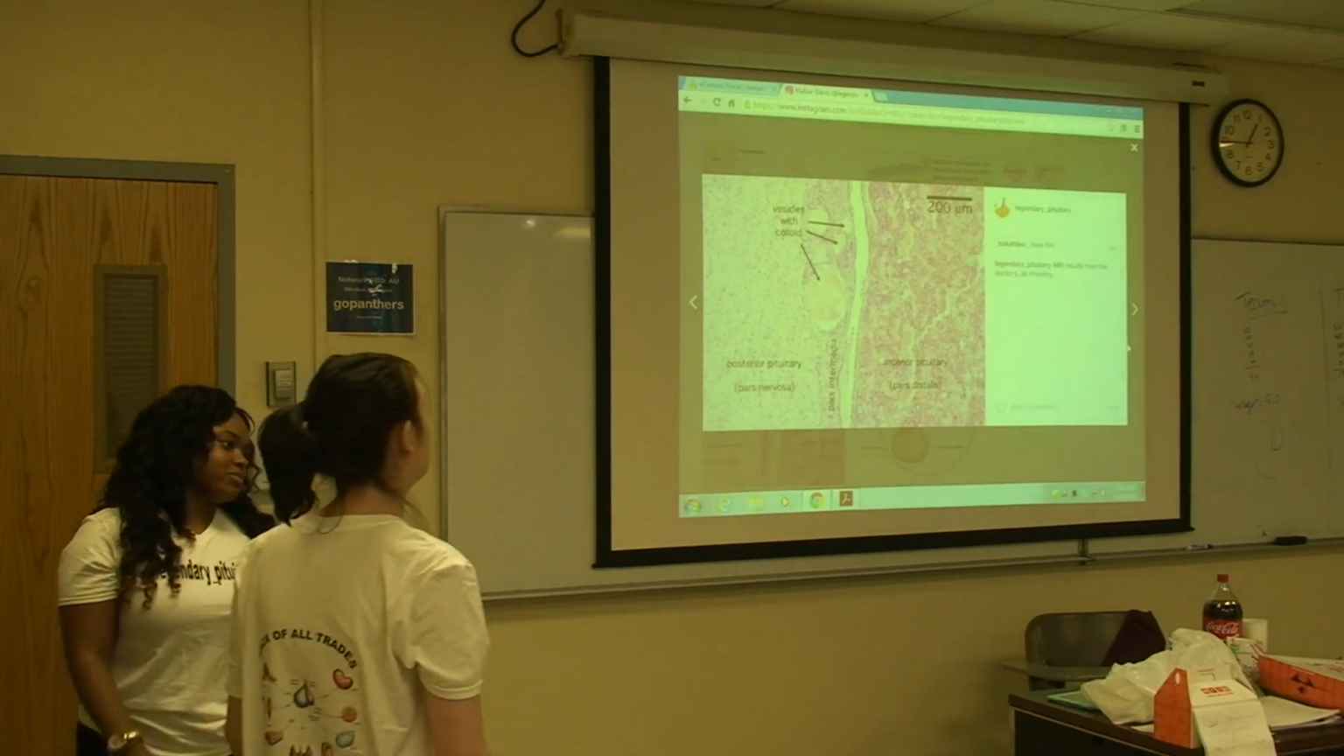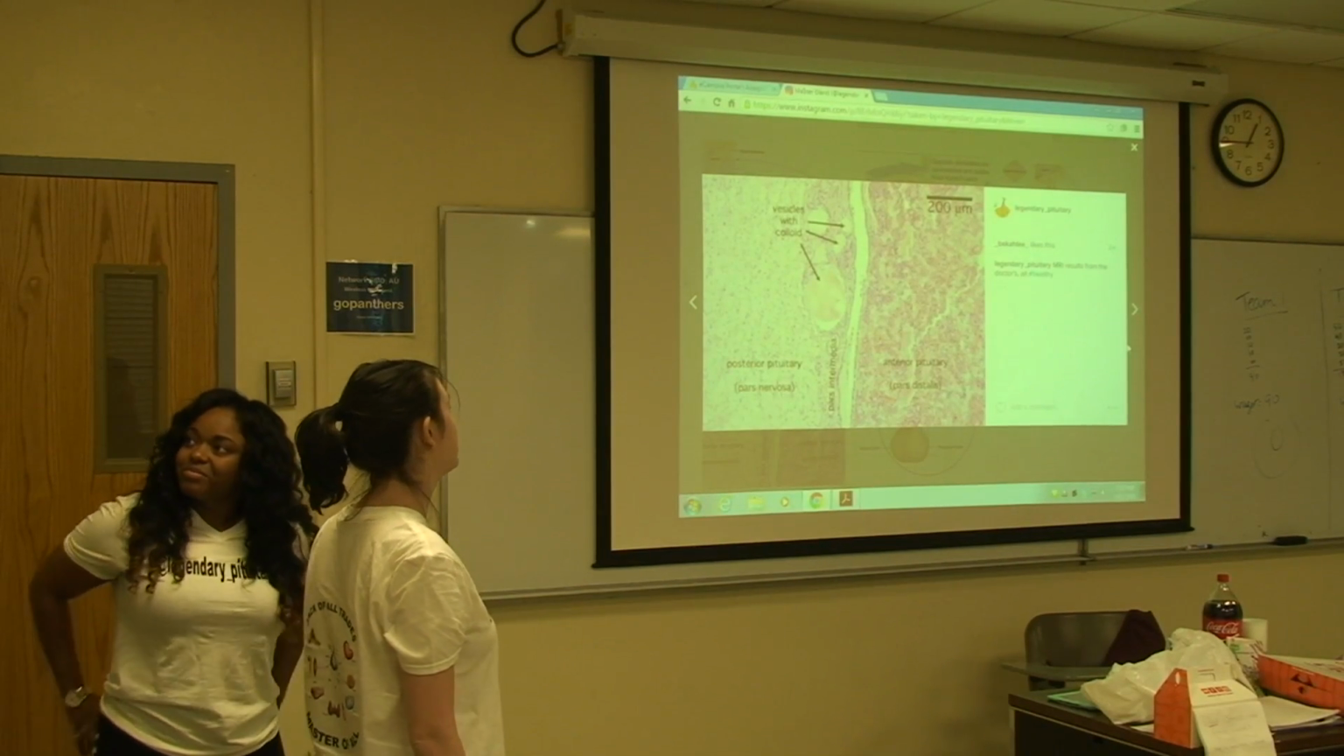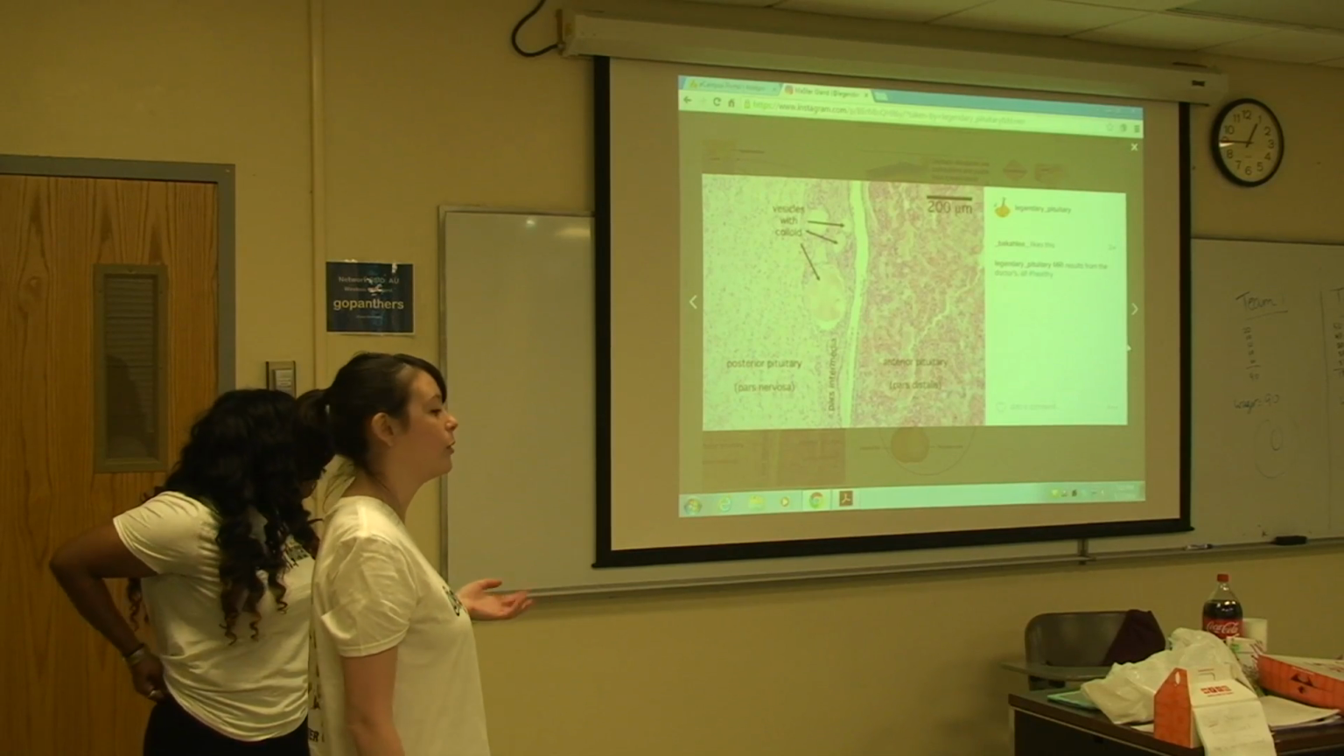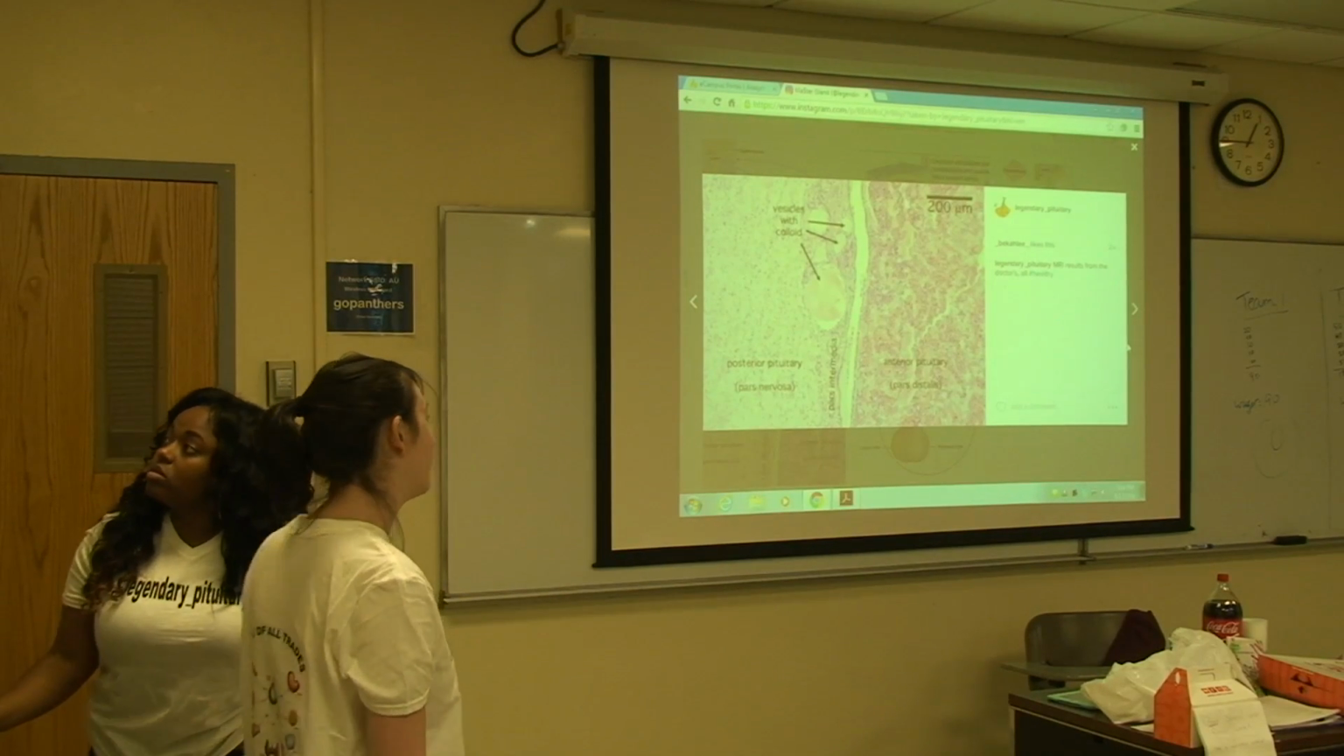So here we have the histology of the pituitary gland. We only have the pars nervosa, pars intermedia, and pars distalis pictured here. We don't have a picture of the pars tuberalis, but it's also there as well.